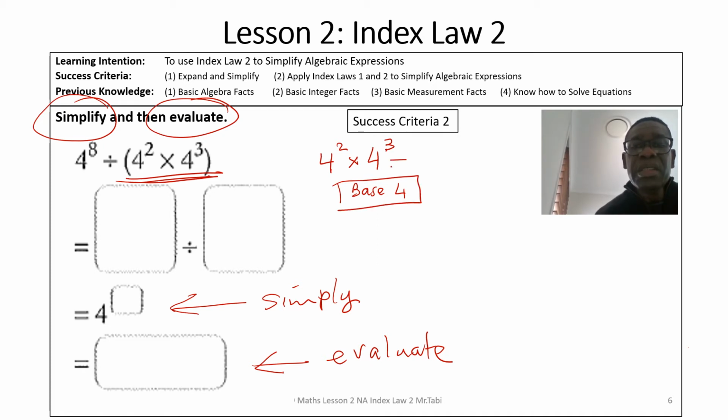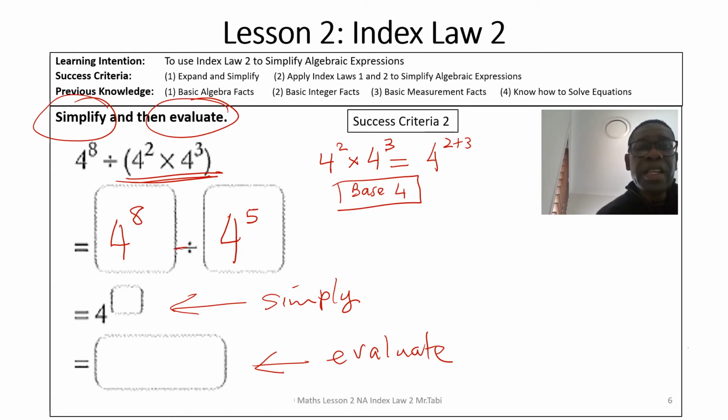So this is equal to 4 to the power 2 plus 3. And 4 to the power 2 plus 3 is what? 4 to the power of 5. We have 4 to the power of 8. Beg your pardon, 4 to the power of 8.